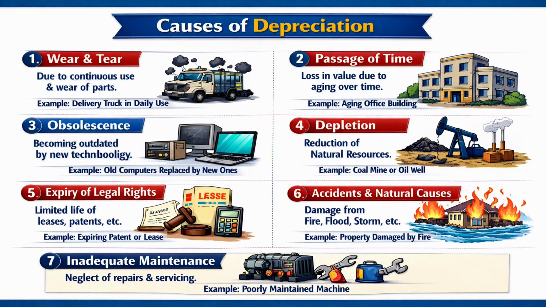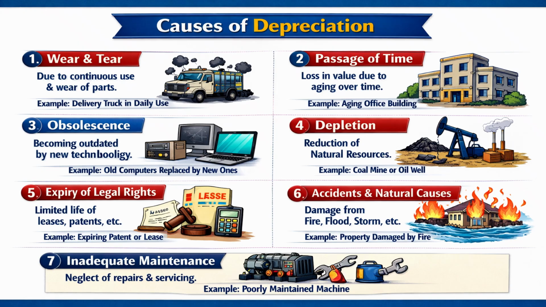4. Depletion. Some natural resources lose their value because they are gradually exhausted through extraction or consumption. This reduction is known as depletion. Although depletion is different from depreciation, it follows the same concept of allocating the cost over the useful life of the resource. Examples include coal mines, oil wells, natural gas reserves and stone quarries.